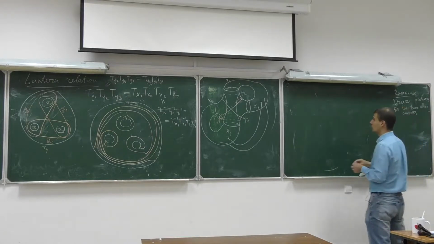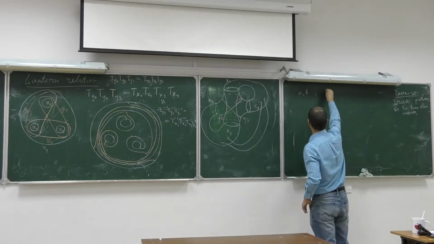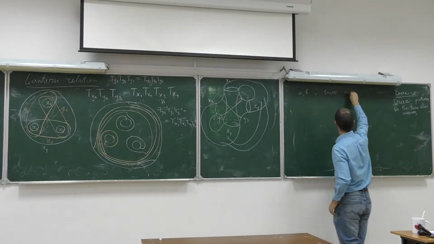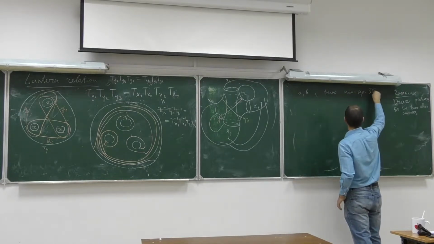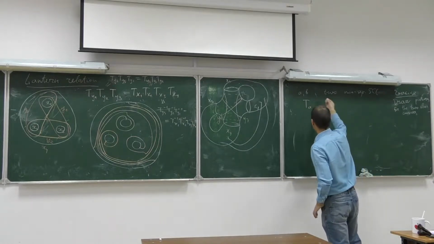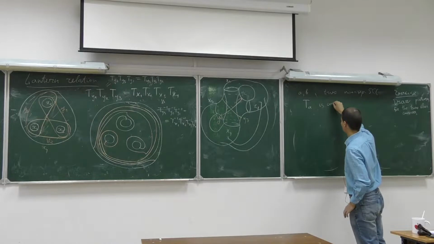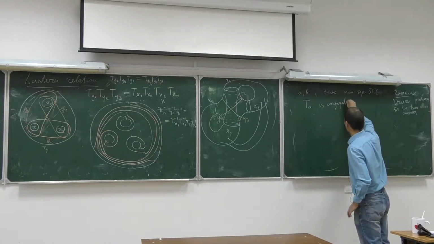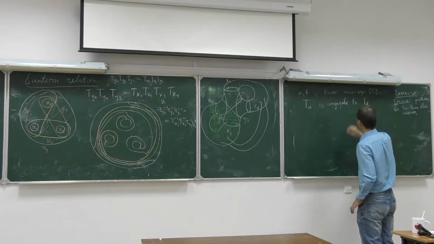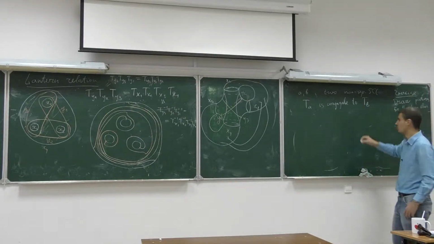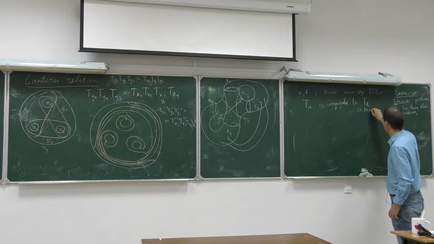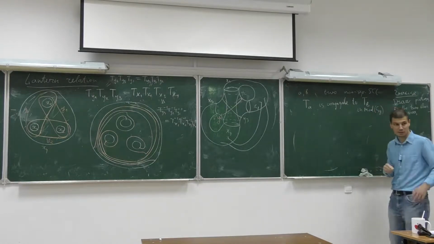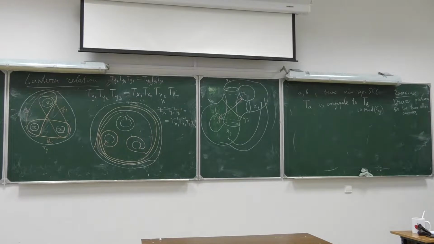So if A and B are 2 non-separating simple closed curves, then TA is conjugate to TB in the mapping class group, since there is a homeomorphism that takes one of the curves to another. But hence, in abelianization, they are equal to each other.